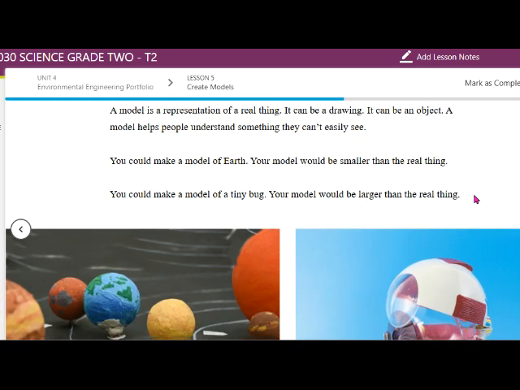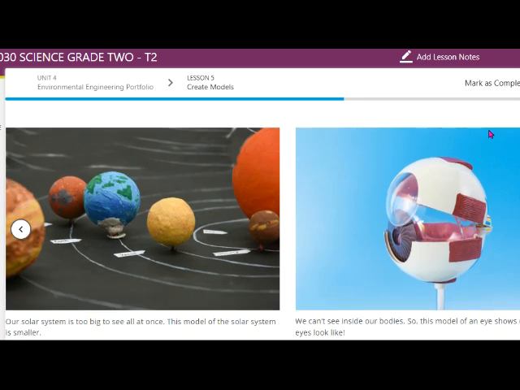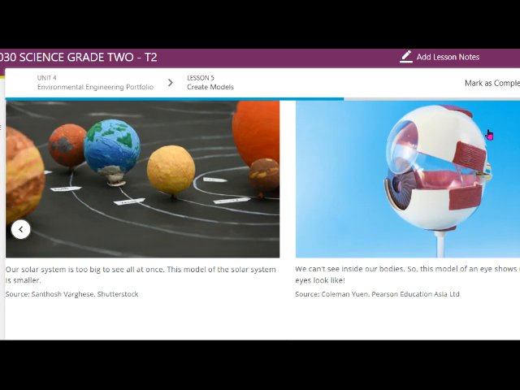You can make a model of Earth. Your model would be smaller than the real thing. You could make a model of a tiny bug. Your model would be larger than the real thing. So here is a model of our solar system, and here is a model of an eye. Isn't that interesting?